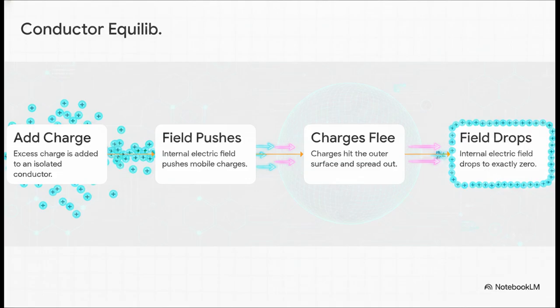Step 3, those charges flee and hit the absolute outer surface, spreading out as far away from each other as they physically can. Which leads to Step 4, the internal electric field drops entirely to zero. The excess charge lives exclusively on the surface. If you try to use Gauss's law inside the metal, you find zero flux and therefore zero enclosed charge. It is complete electrical silence on the inside.